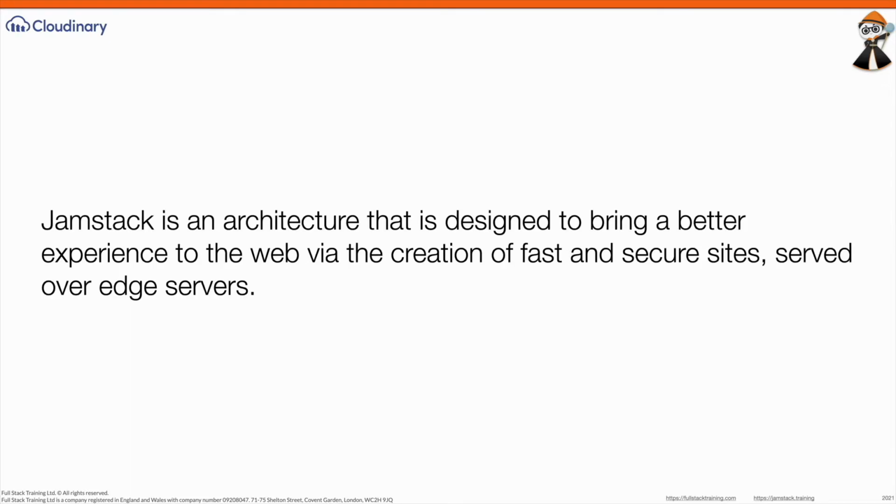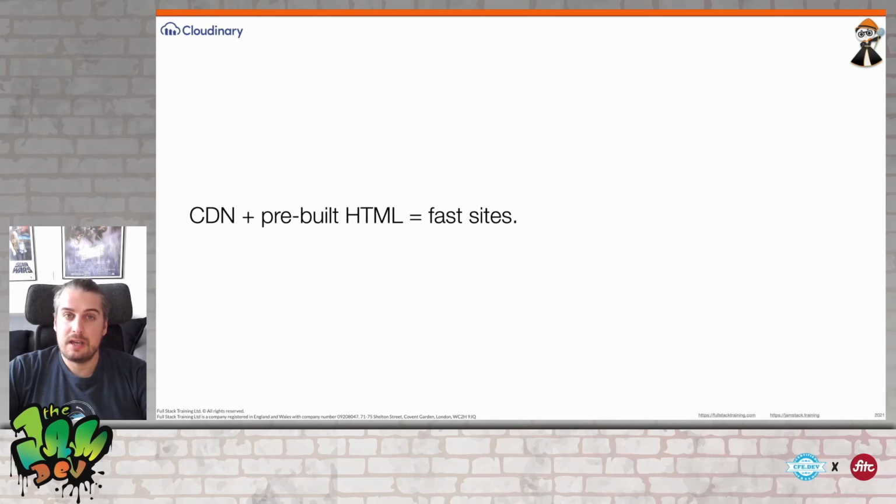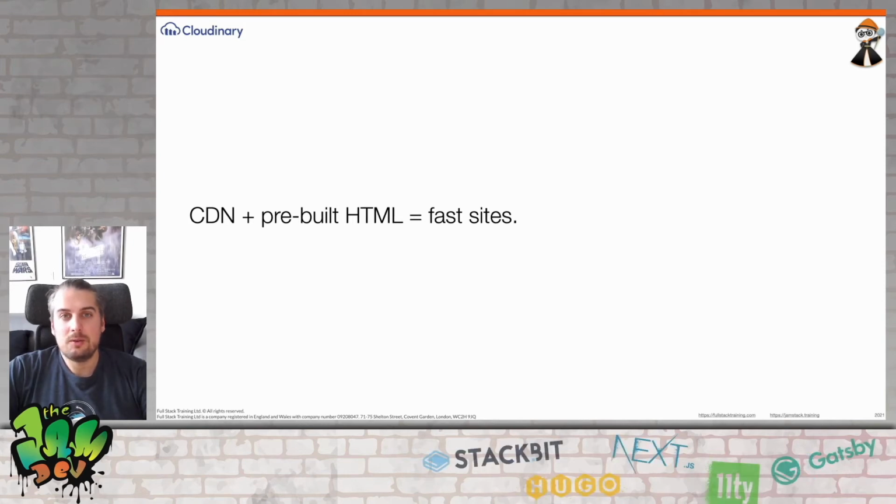So we all know what the Jamstack is. The Jamstack is really just an architecture that is designed to bring a better experience to the web by creating fast and secure sites that are served on edge servers. We also know that static site generators exist to create these static pages at build time, and then we basically take those static pages, those HTML files, and we place them on CDNs. Now the combination of the two, CDNs plus pre-built HTML, equals fast websites.